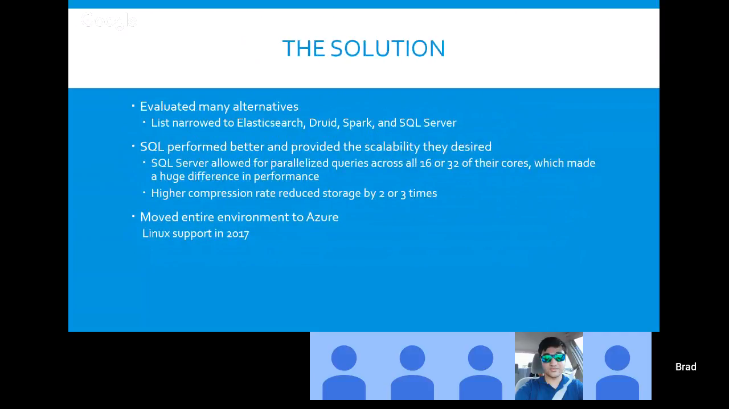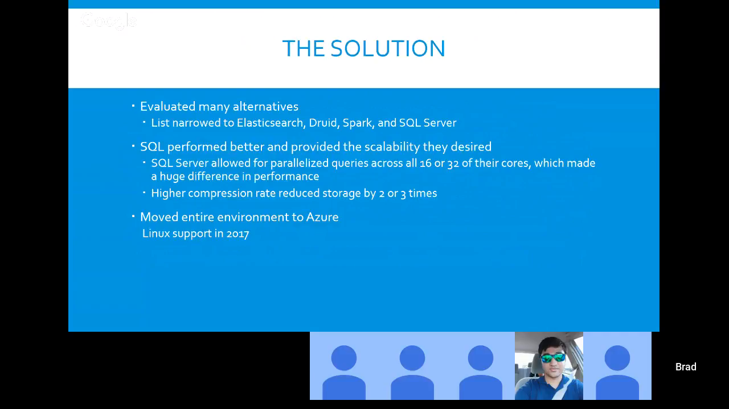What they ended up doing was they started looking for a new solution. They narrowed their list down to the ones mentioned there: Elasticsearch, Druid, Spark, and SQL Server. SQL Server performed better and provided the scalability they desired. For their environment, they were allowed to parallelize queries across 16 or 34 cores, which made a huge difference in performance.